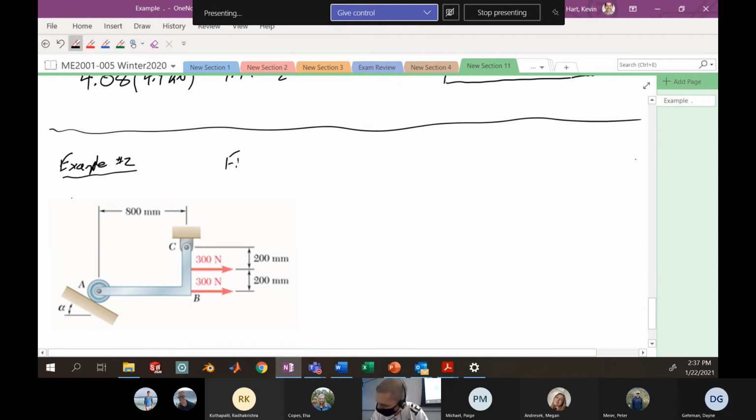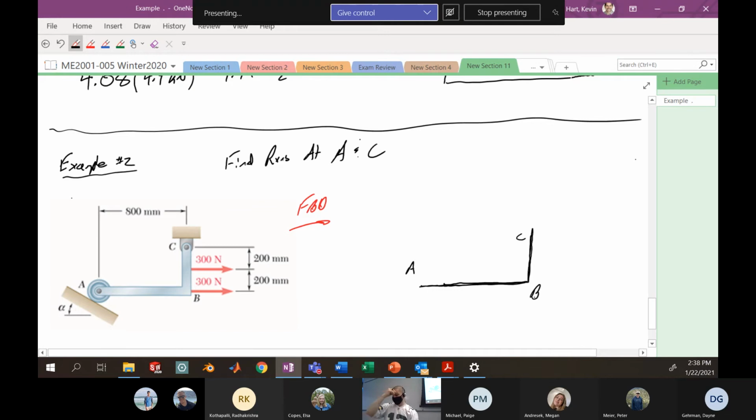All right. So here we go. We want to find reactions at A and C. Okay. So I'm going to have to make a free body diagram here, obviously. And let's model it as a single L bracket. So here we are. Probably a pretty good model. All right. A. Here we are at C and B.